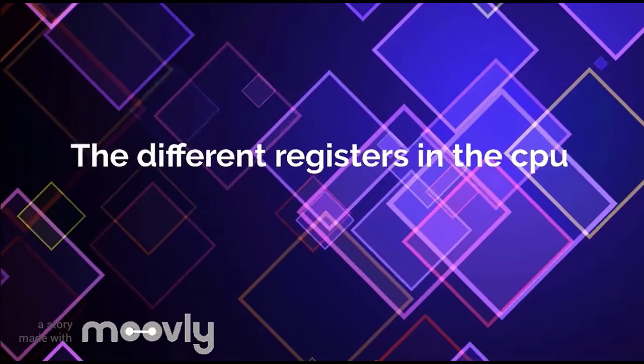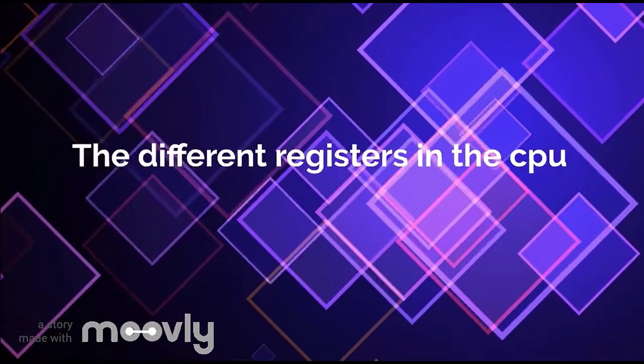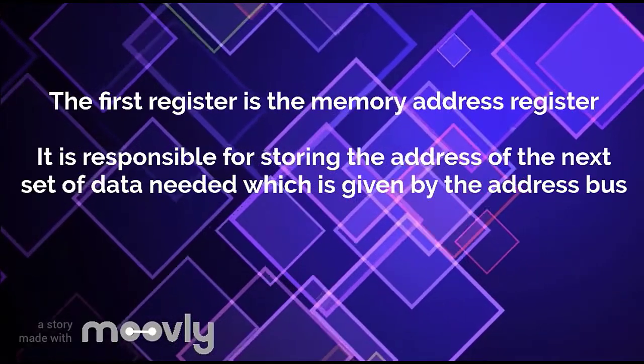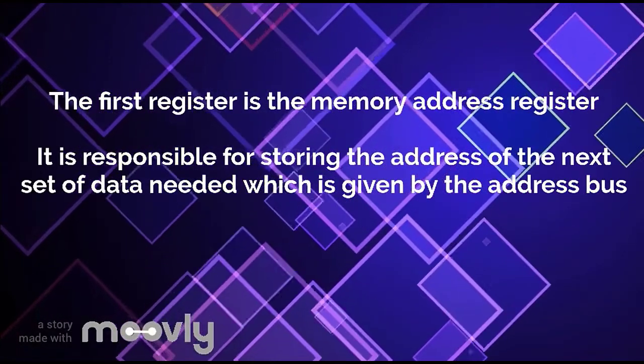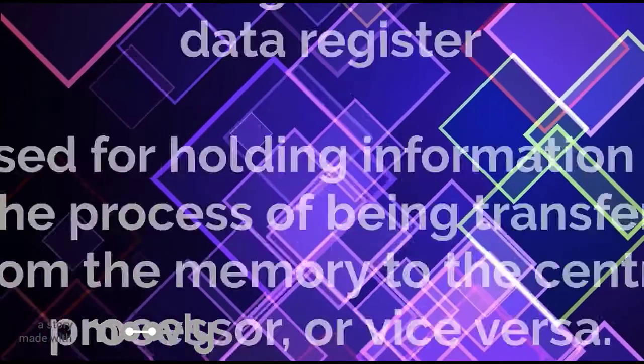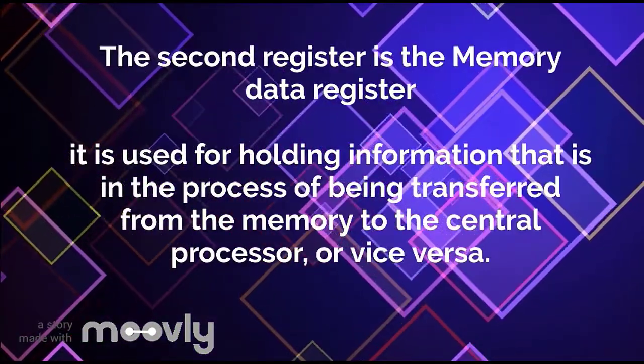The different registers in the CPU. The first register is the memory address register. It is responsible for storing the address of the next set of data needed, which is given by the address bus. The second register is the memory data register.